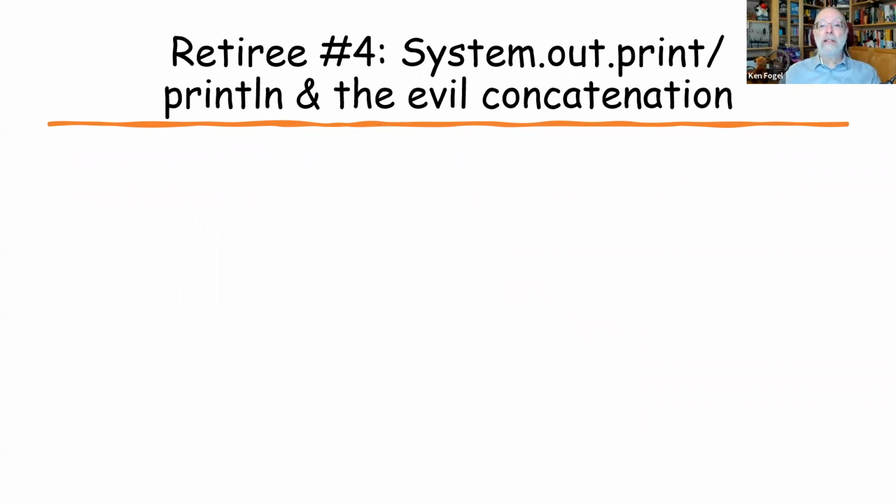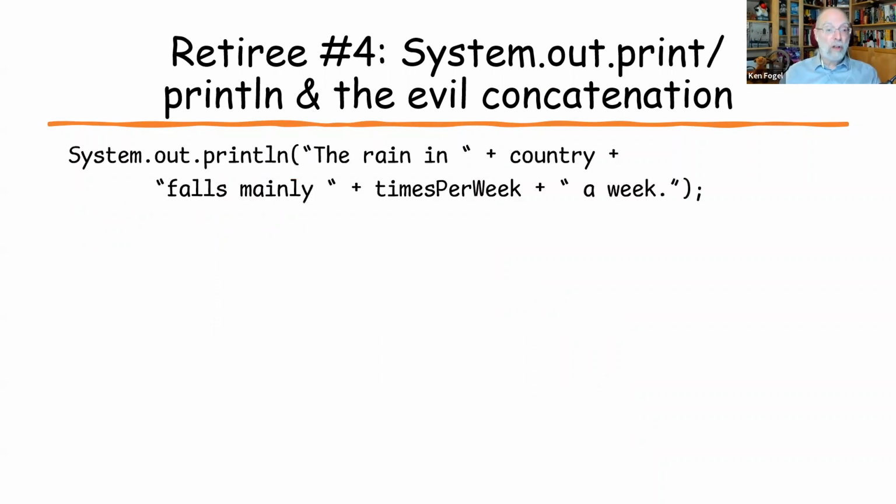Ah, yes, retiree number 4, System.out.print, println, and as I call it, the evil concatenation. So we've all seen this: System.out.println, some text, then a variable, then more text, then another variable. I'm sure many of you have ended up writing System.out.printlns with multiple pluses and concatenation and everything else.